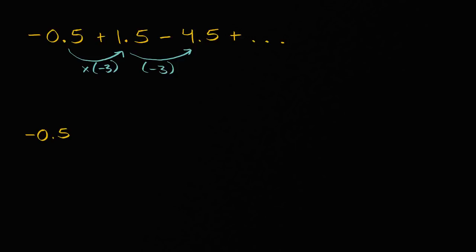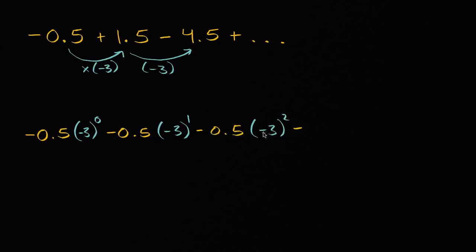-0.5 times -3 to the 0 power, plus -0.5 times -3 to the first power, minus 0.5 times -3 to the second power. And we're just going to keep going like that, with minus 0.5 times -3 to higher and higher and higher powers.